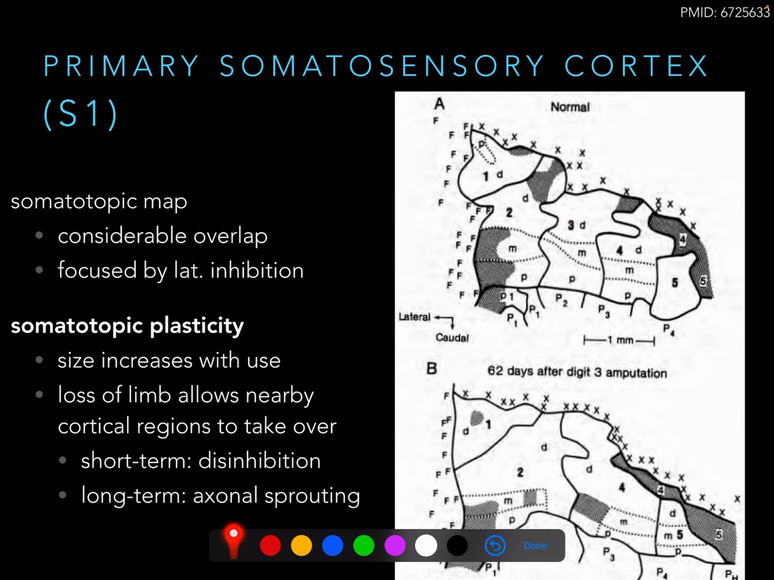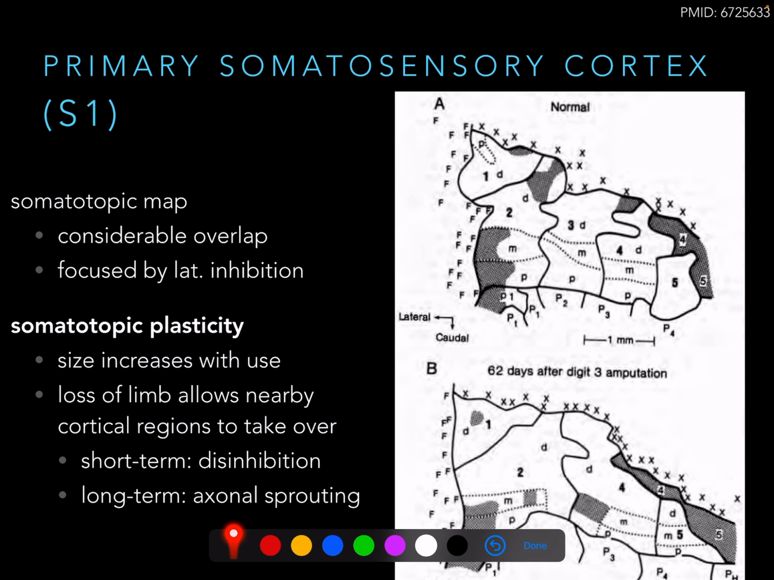If you lop off digit 3, which is what they did here in this poor little monkey, follow it 62 days later and construct the map. There's digit 1, 2, 4, and 5. No digit 3 because it's gone. But notice there's not just a blank area where we don't respond to anything. No, the map for digit 2 goes right up to the map for digit 4. We've remapped the cortex because we no longer get digit 3 input.